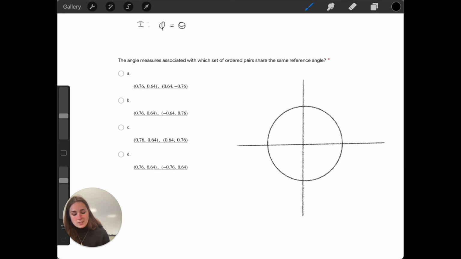If our angle terminates in the second quadrant, then our reference angle phi is going to be equal to 180 degrees minus our angle theta, or pi minus our angle theta, depending if you're working with degrees or radians. If it terminates in the third quadrant, then our phi is going to be equal to theta minus 180 degrees, or theta minus pi. And if it terminates in the fourth quadrant, then our reference angle phi is going to be equal to 360 degrees minus theta, or 2 pi minus theta.